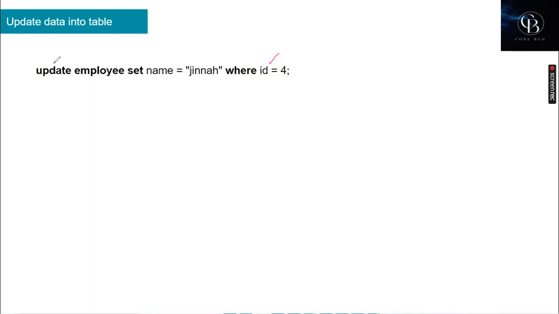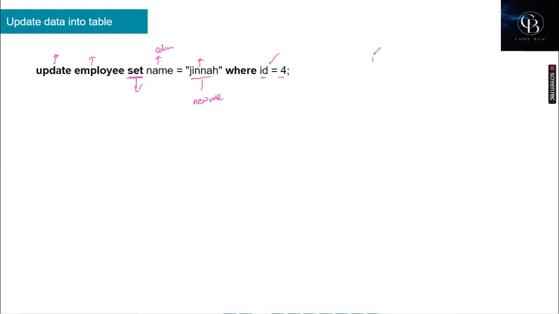If you want to update, what is the keyword? Update keyword. Next, table name. What is the table name? Employee. Next, you have to use set, because you have to set a value. Set the column name, next assign the value, Jinna, the new value. Where ID is equal to 4.